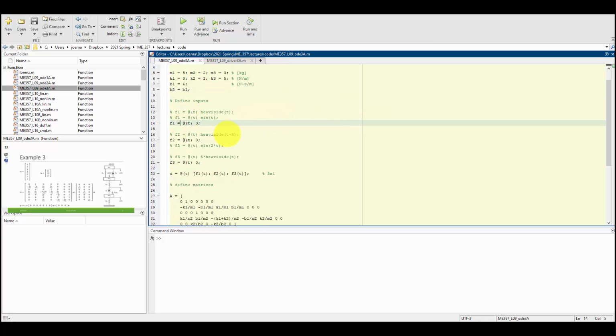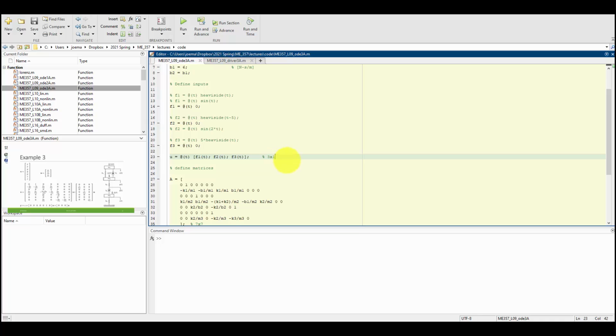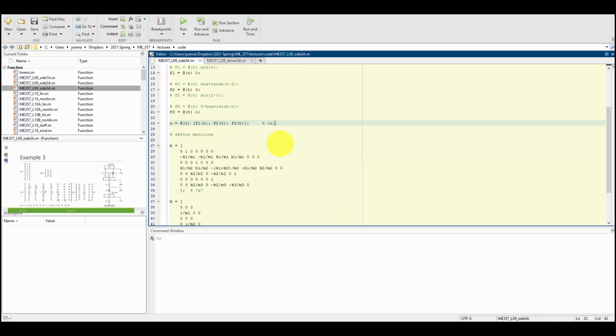I have to define now 3 inputs, F1, F2, F3. I will start them all just as 0, so no inputs into the system. And I'll assemble that U vector. I'm doing this also as an anonymous or inline function here as the column vector F1, 2, and 3, or U1, U2, U3 as we call it in the state space variable terminology. So U has to be a 3x1, it must be a column vector.